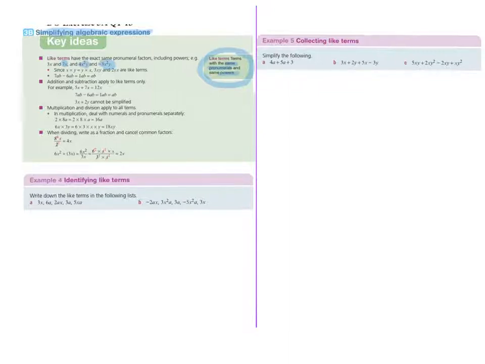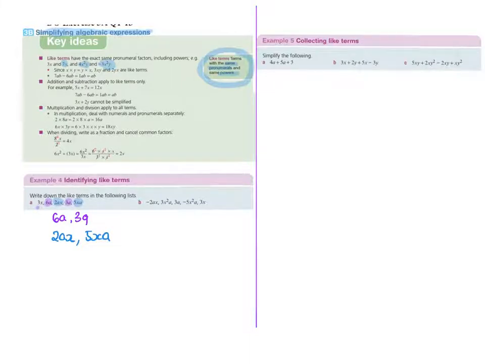Okay, when we're looking at this question, write down the like terms in the following list. So we can see, if you look here, there's no other 3x's, just x terms. These 6a and 3a, they are like terms, so I could write 6a and 3a are like terms. And then also, if you look, these 2ax and 5xa, they are actually like terms because they have the same letters and the same powers. So you could say 2ax and 5xa are like terms.